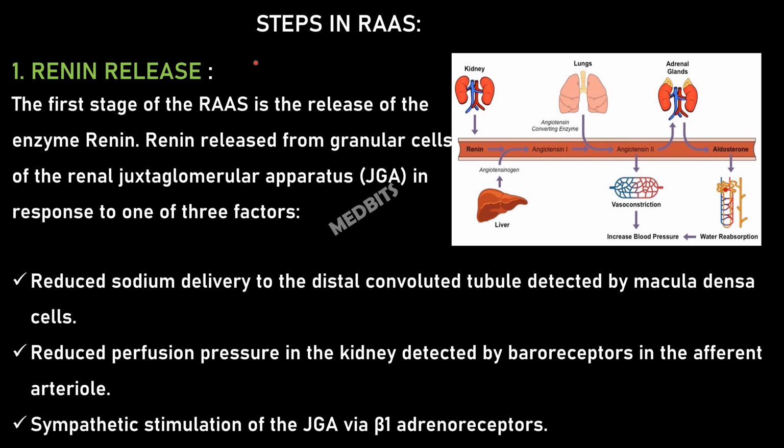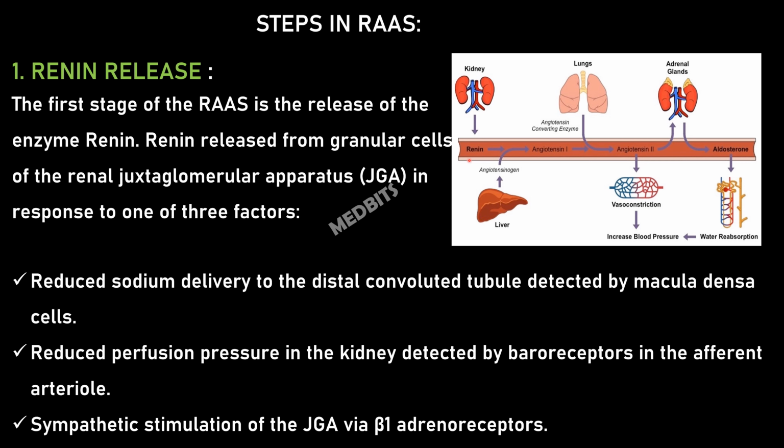This blood pressure regulation is known as RAAS. Let's look into the different steps involved in it. See this diagram, it's very easy to understand. We are now starting with the kidney. And what happens there? That's step number 1. Renin release. The first stage of the RAAS is the release of the enzyme renin. Renin is an enzyme. See, renin is released.